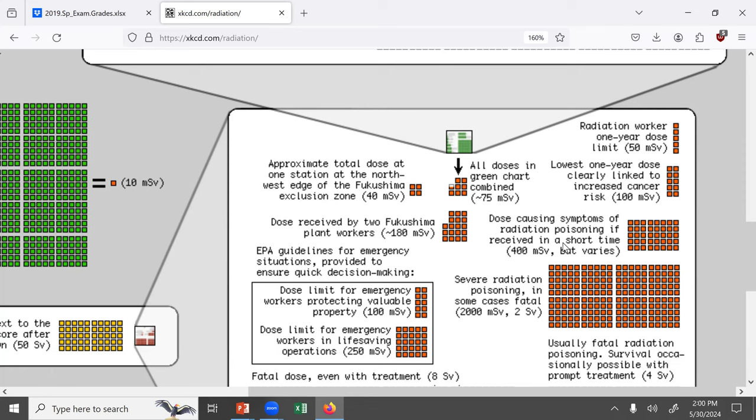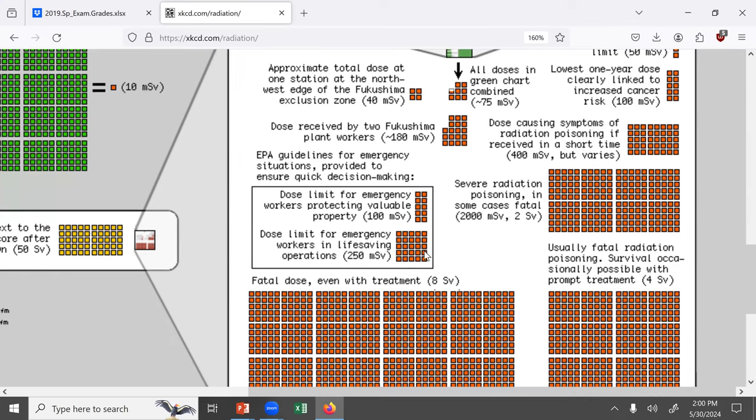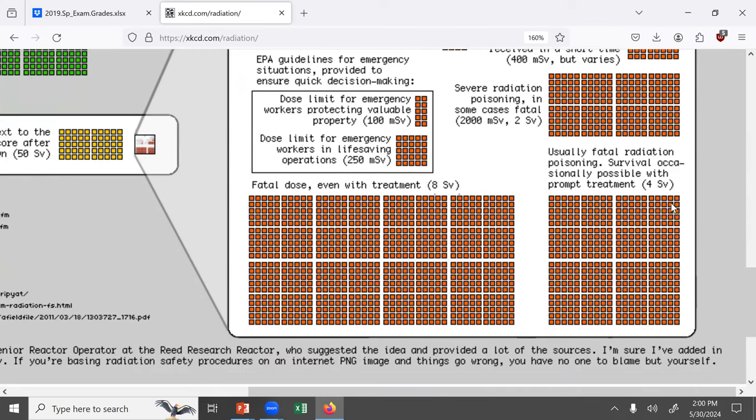There it is. Dose causing symptoms, radiation poisoning if received in a short time, 400 millisieverts, about that much. Severe radiation poisoning, usually fatal, about 4 sieverts. Fatal dose even with treatment. They call that walking dead. Basically, if you get exposed to enough radiation, your body doesn't die immediately, but enough tissue is dying that it's never going to be able to come back from it. Your body's dying, but your brain's not dead yet.